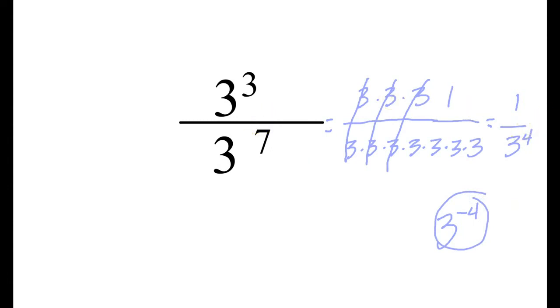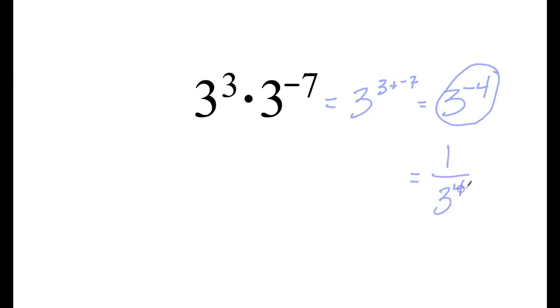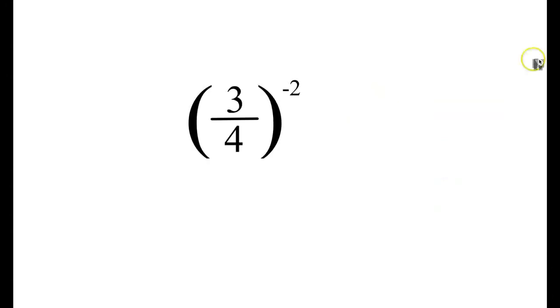Now, another way I could have done this is, let's reset the page. Another way I could have done this is to say this has the same base. I'm multiplying, so my rules of exponents say that I can just add the exponents. So 3 to the 3 plus a negative 7 is going to be equal to 3 to the negative 4th. Same thing, which is equal to 1 over 3 to the 4th, because I'm dividing by 3 4 times. Okay, I can only talk about this so much. I think it's better if you guys see some of these.